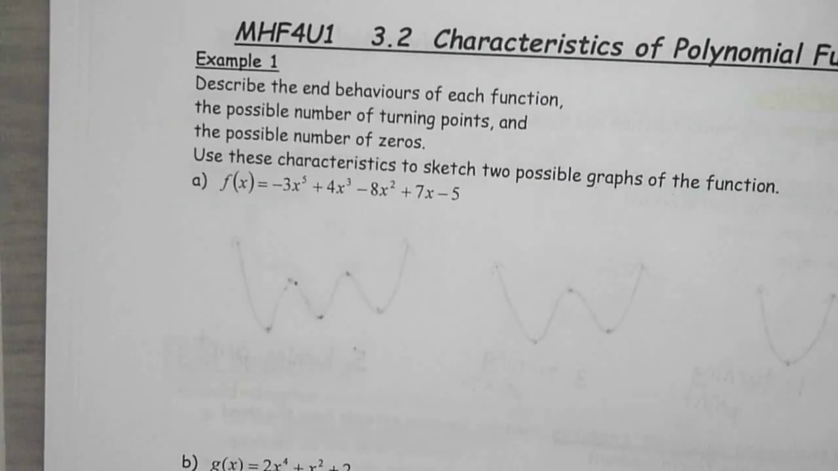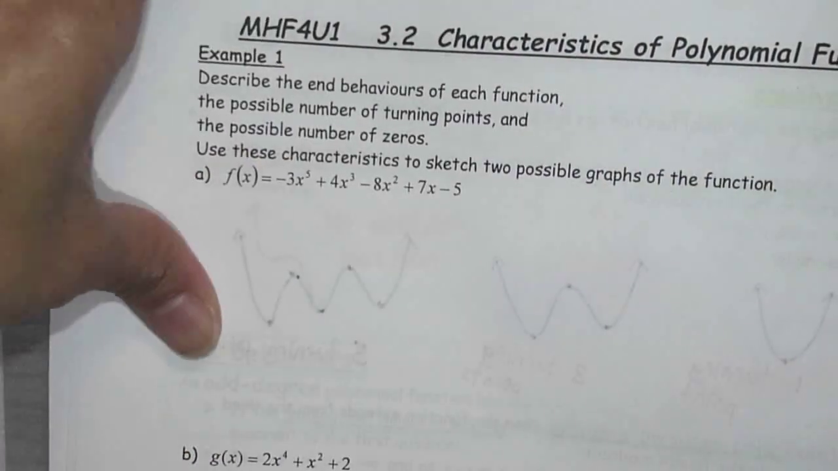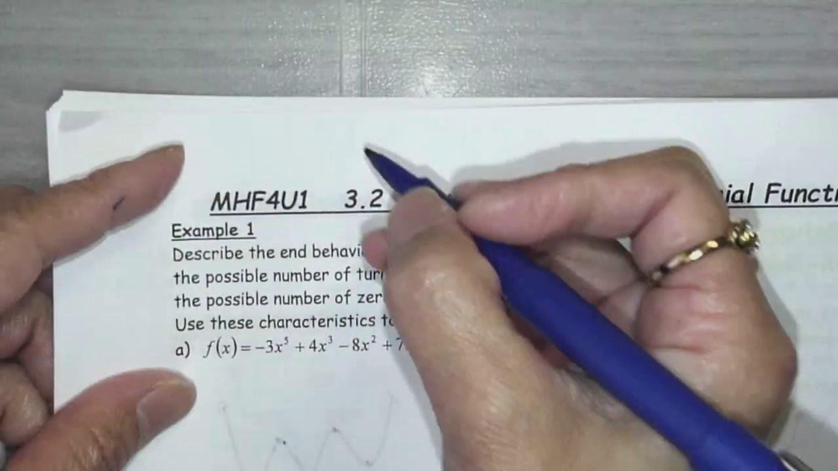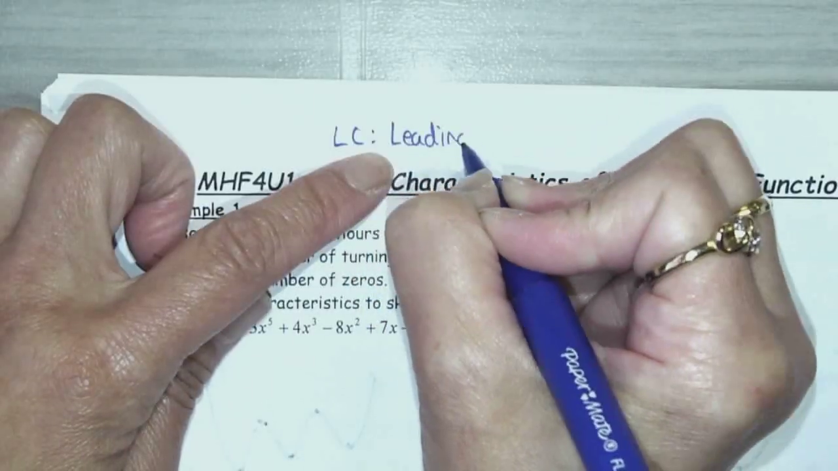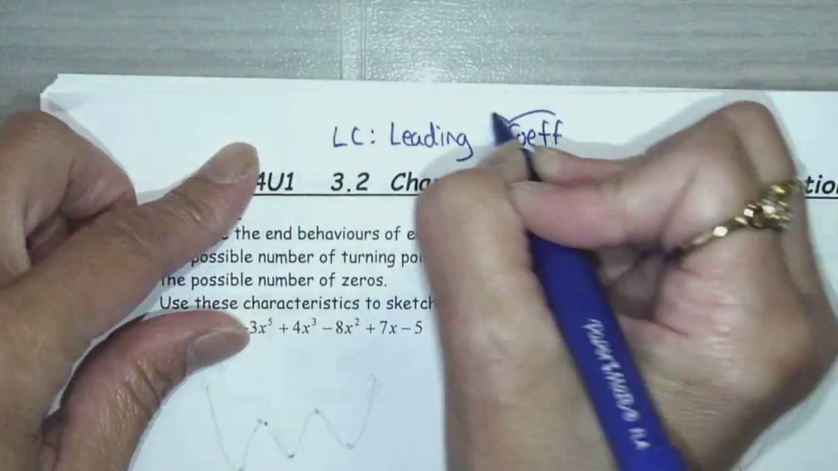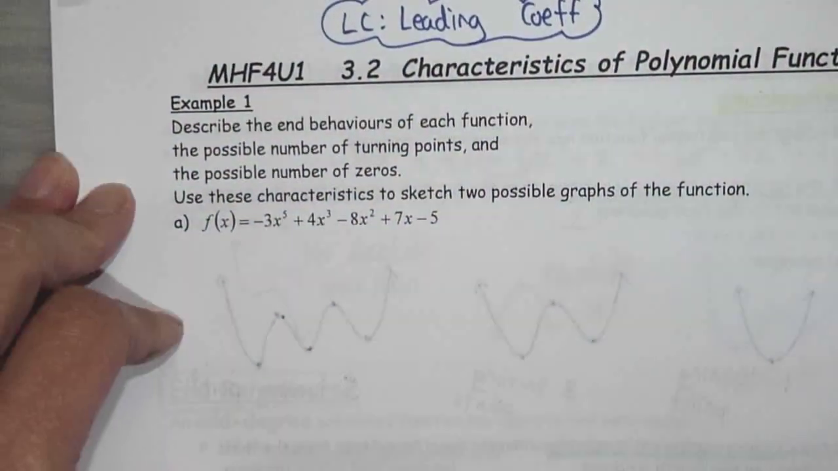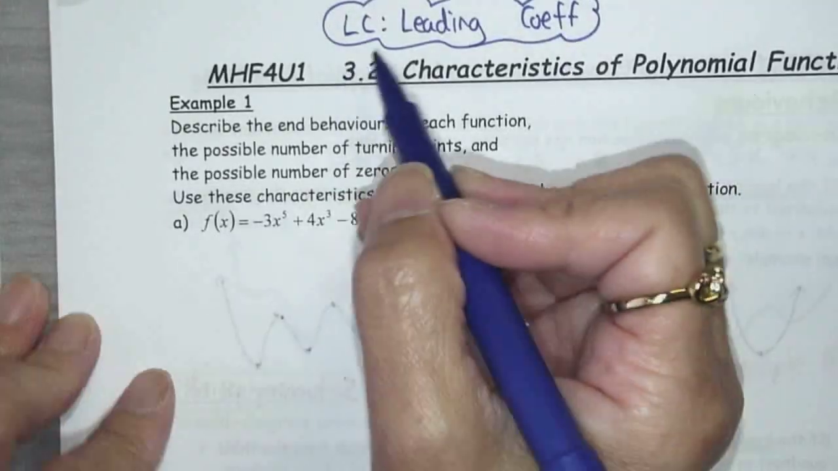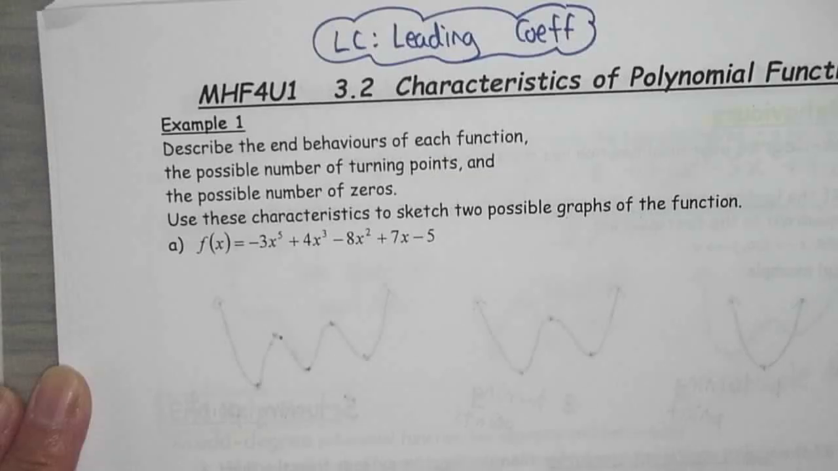All right. So first of all, the first thing we always do is look to see the leading coefficient and the highest degree. I usually just go leading coefficient, so I'll do LC for leading coefficient. It doesn't mean anything. I'm lazy to write leading coefficient over and over again, so we'll just do LC. Some teachers just write coef, but I'll put LC. So when we're doing our notes, sometimes I put LC, leading coefficient.